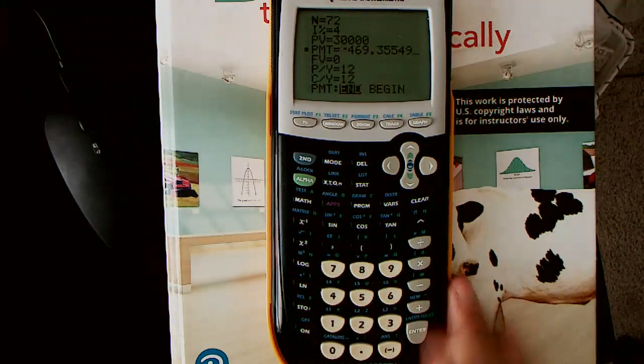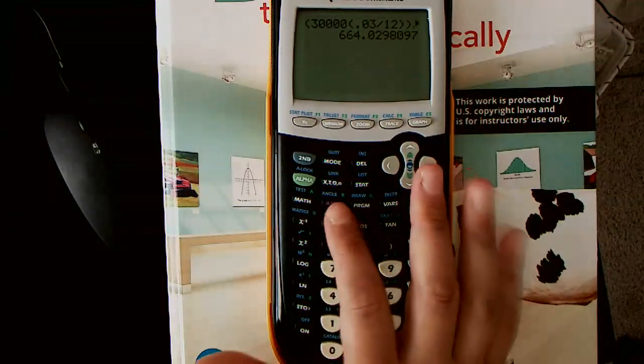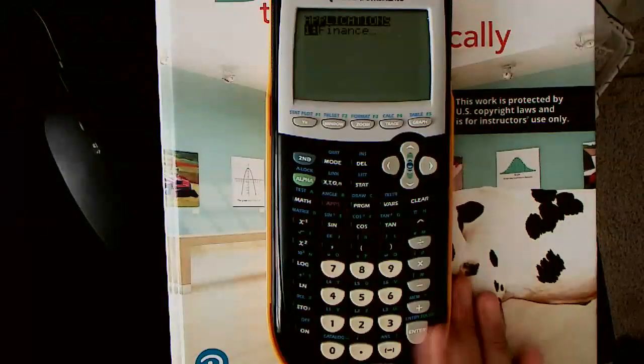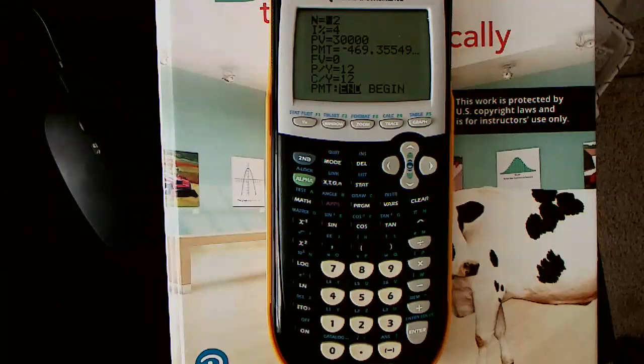All right, so let's start. Turn on my calculator. I can restart it. Let me show you how we go to the app. Go to apps, finance, TVM solver, and you will see this menu, right? So let's see the first option.